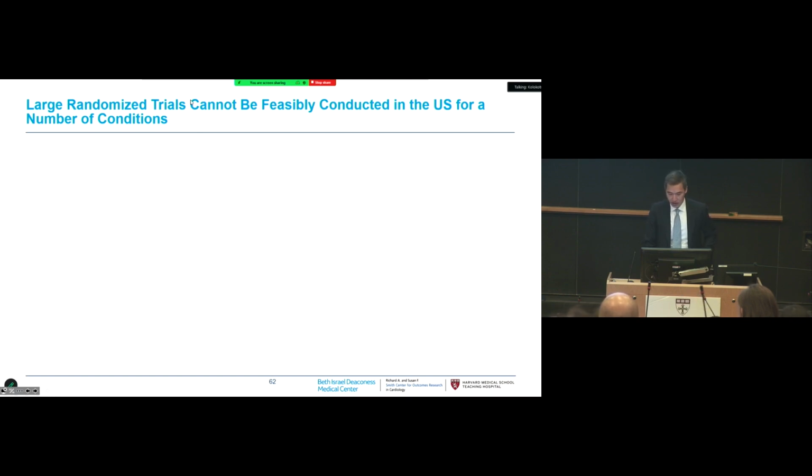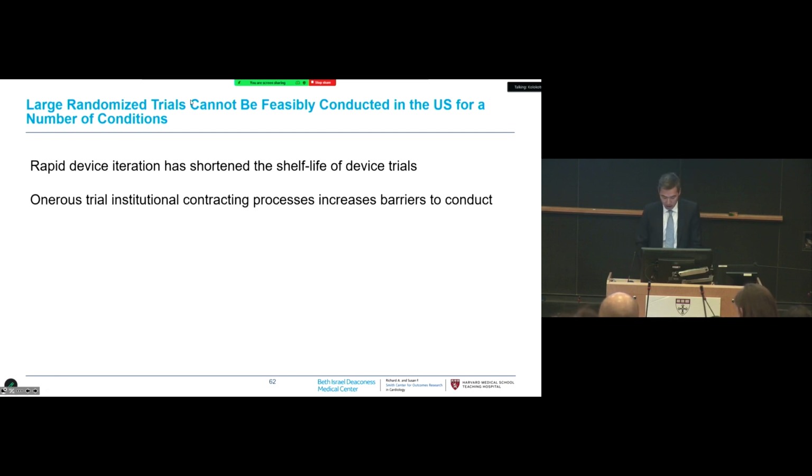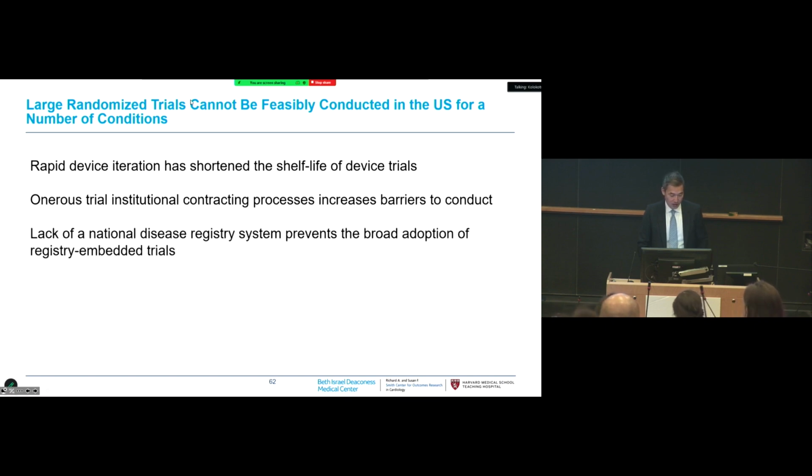I do think that we have a particular challenge culturally here for a number of US conditions. And in my space, which is the cardiovascular device space, there's rapid iteration of our therapies. This is probably less true in the pharmacotherapy case, but devices change fast, procedural techniques change quickly, and so we have a very short shelf life, I think, for the results of clinical trials. It's onerous to contract for clinical trials.